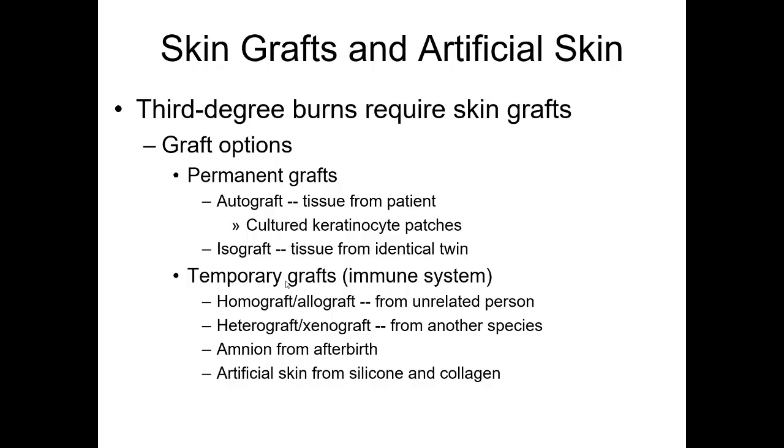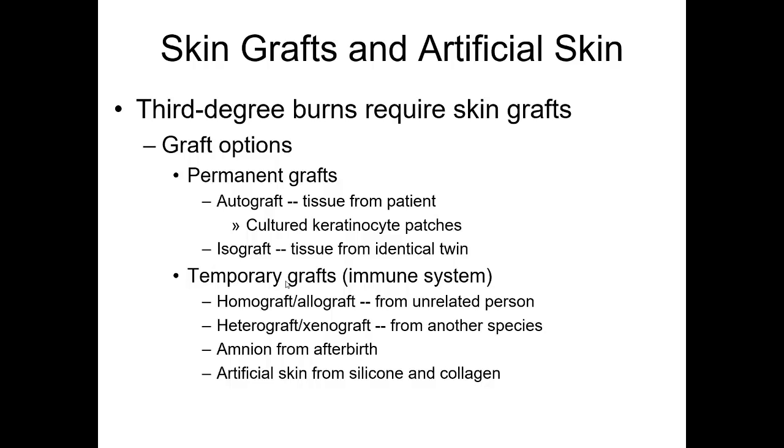So first, let's talk about the temporary graft. A homograft or an allograft is a graft from another unrelated person, but an individual of the same species, basically. So from any other human being. They may or may not be related. So skin from someone else. A heterograft or a xenograft is skin from some other species. So it's usually cow skin, bovine, or porcine, from a pig.